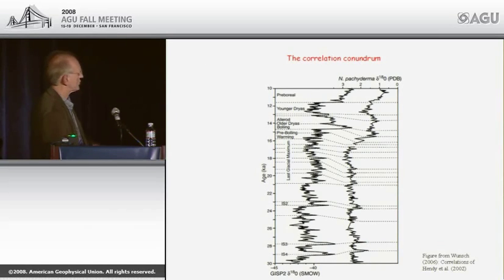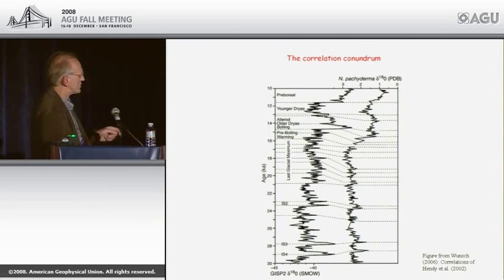Now I want to go on and talk a little bit about what I call the correlation conundrum. And this involves the use of not excursions now, but paleointensity records in stratigraphy. This is just a diagram of the famous δ18O record from the Greenland ice core, and this is the δ18O record from the Santa Barbara Basin. And in this diagram, you can see that these features in the δ18O record from the Santa Barbara Basin have been correlated to the Greenland ice core record.